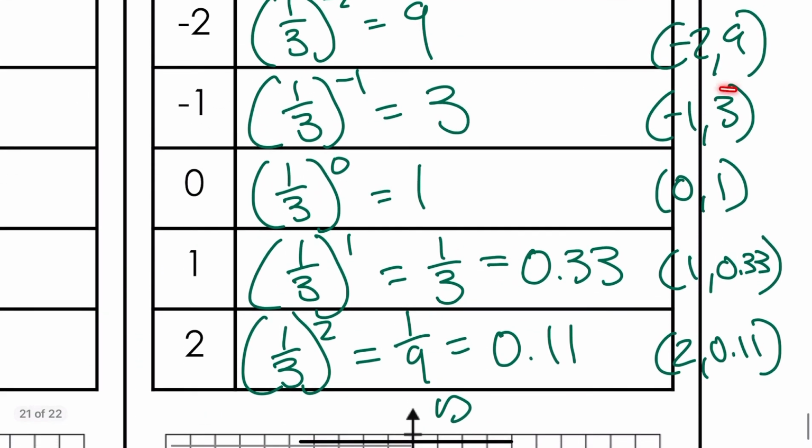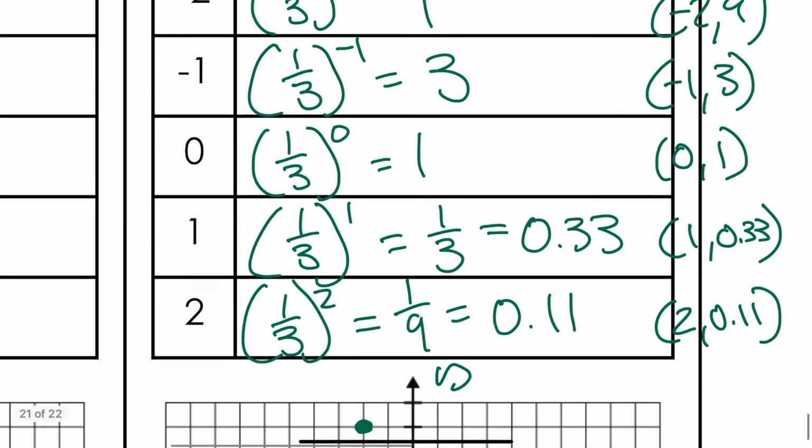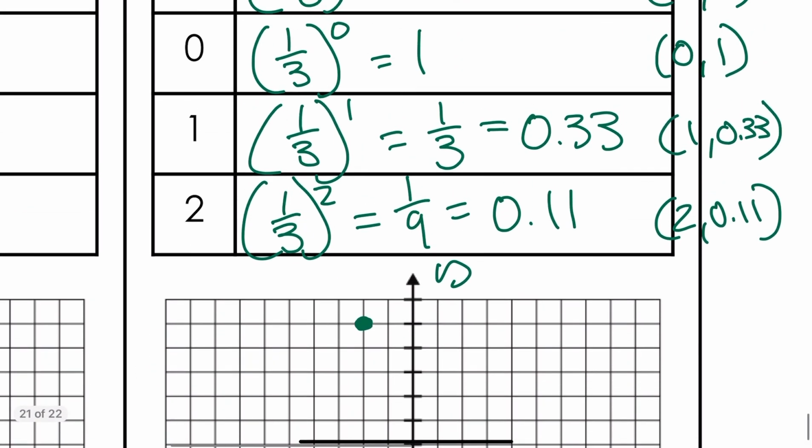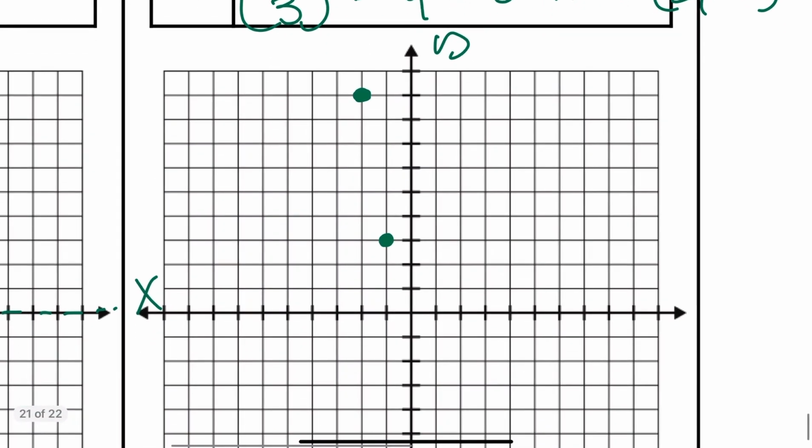All right, let's do the next one. We got -1, 3. So I'm going to go over to -1, up 1, 2, 3, right here. Boom. All right, next one, we got 0, 1. So, gonna start at 0 and then just go up to 1 right here.